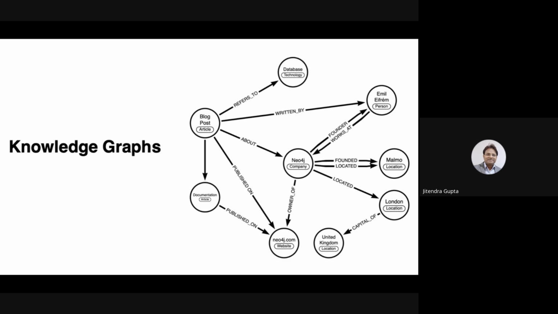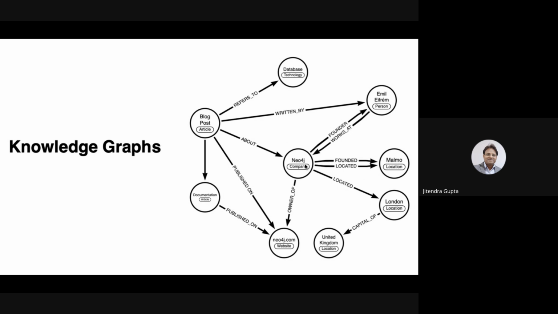In the knowledge graph, at the center node I have Neo4j, which is a company, having a label Company. I want to get all the information about Neo4j. What is it about? I'll have blog post articles about Neo4j where I can get more information, where it is located, and who founded it. That I can find out again. Like Malmo, the location is somewhere in Sweden, right?